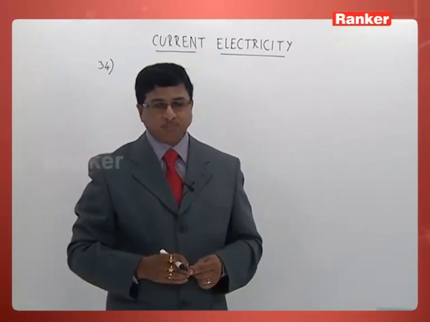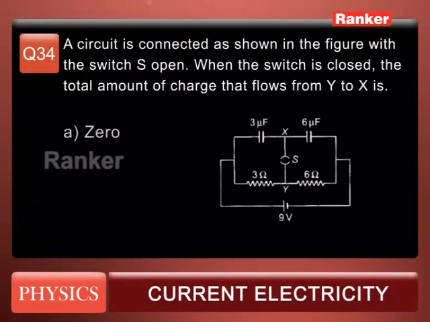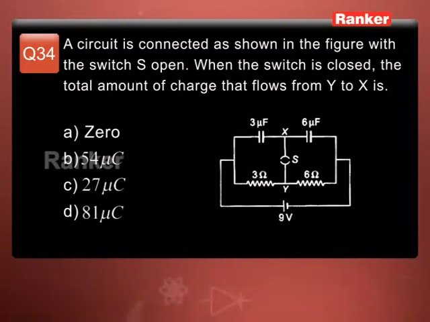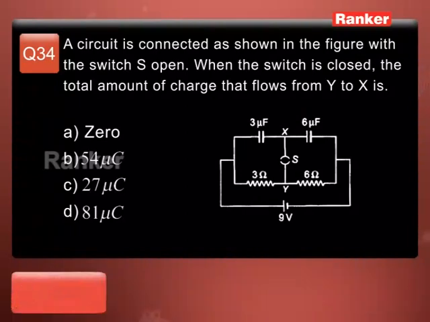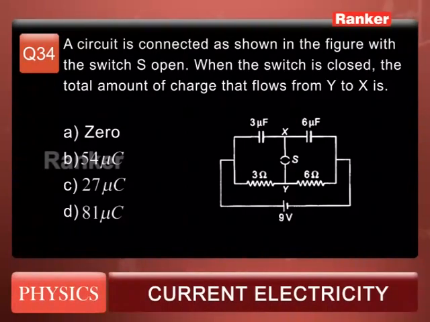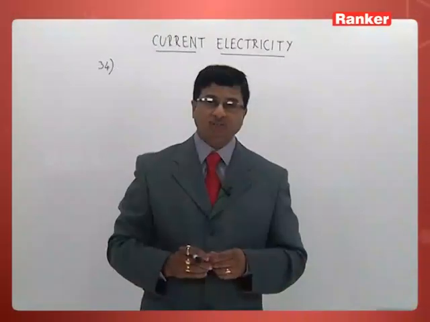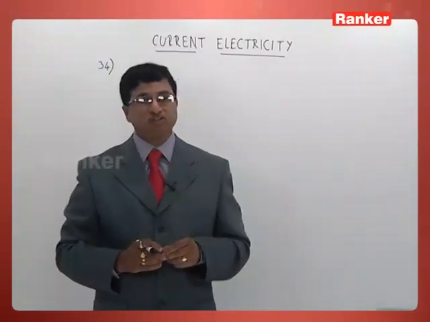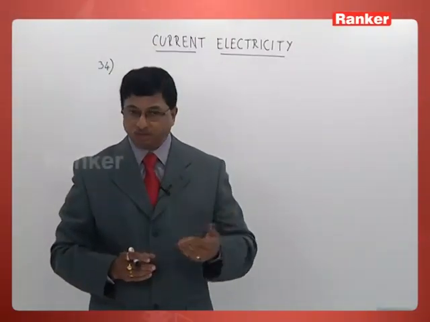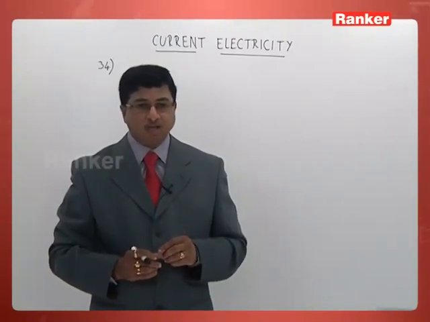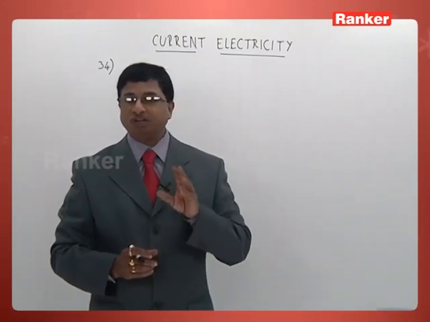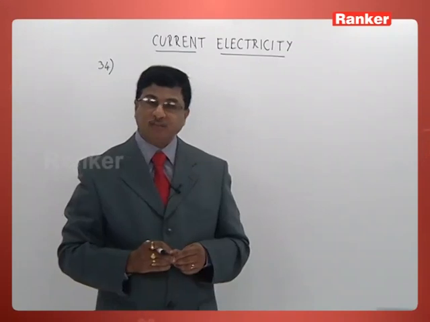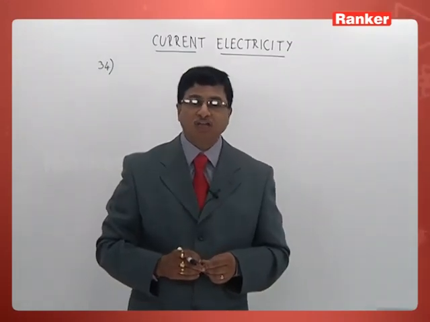Look to the next problem, that is problem number 34. A circuit is connected as shown in the figure with the switch S open. When the switch S is closed, the total amount of charge that flows from Y to X is how much? In this particular circuit, we have 2 capacitors connected in series and 2 resistors which are also connected in series, and the total system is connected across a cell of potential difference 9 volt.